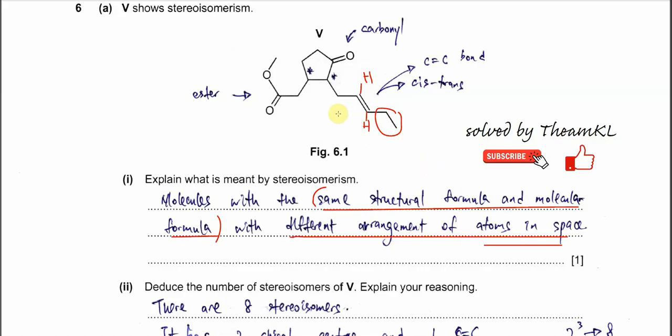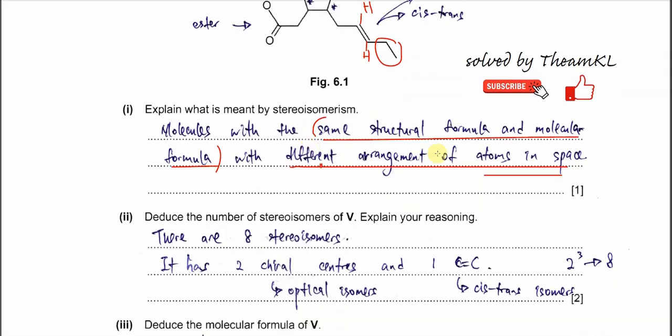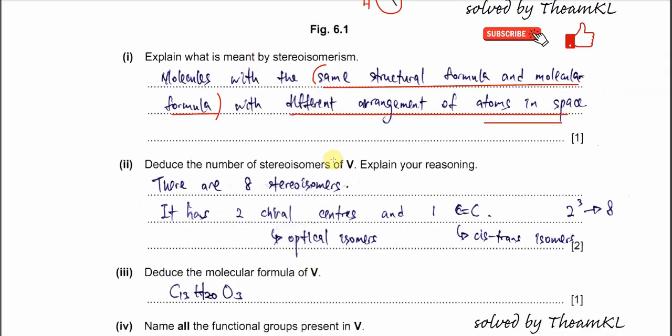For the optical, of course, it's a bit more complicated. It's about mirror images. It must have a chiral center, and the optical isomers are non-superimposable. So it's kind of that. So this is the definition. It's quite straightforward. Now, part 2.